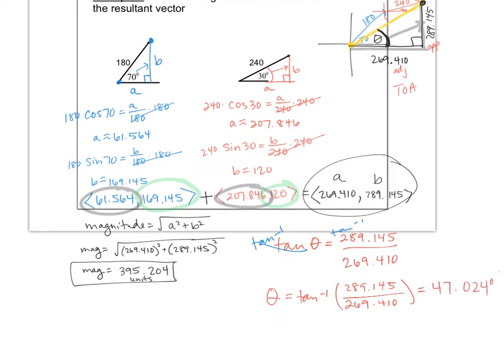you get 47.024 degrees. So, what is our magnitude? Our magnitude is 395.204 units. What direction is it going? It's going at a direction of 47.024 degrees. So that is into quadrant 1. I'm just going to make a note of that too. It's in quadrant 1. Cool.